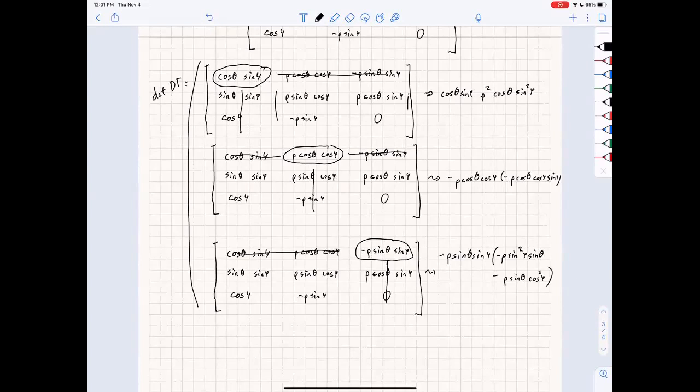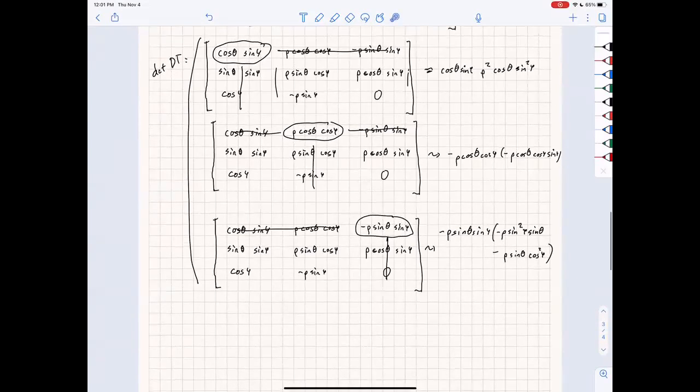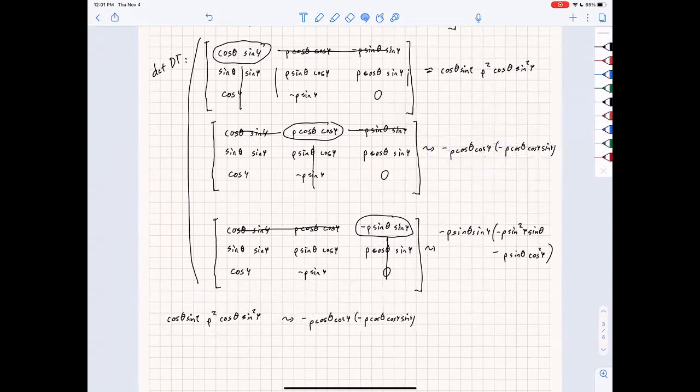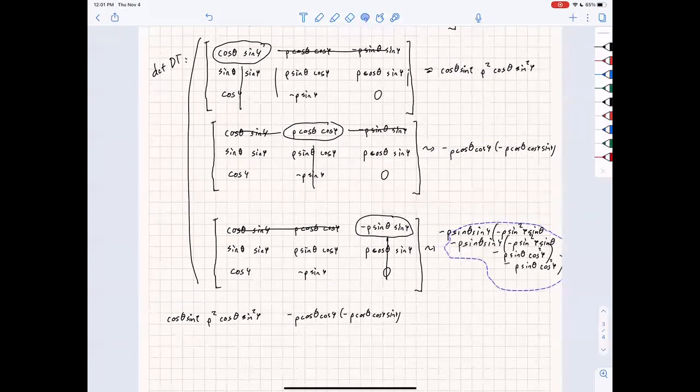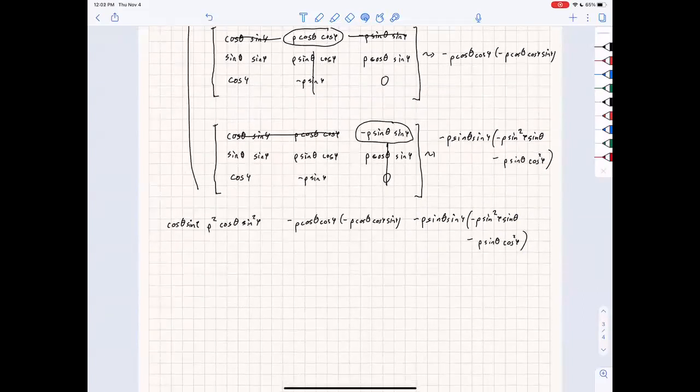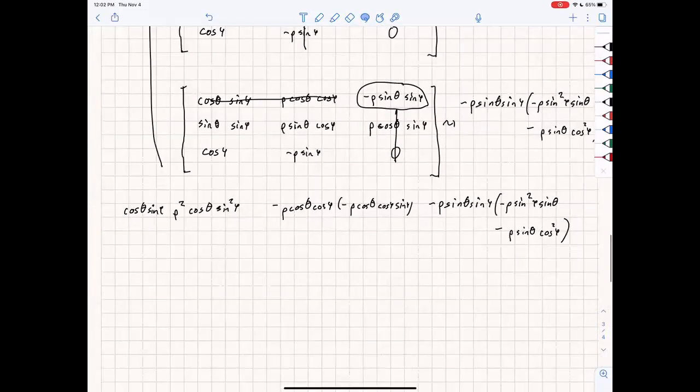Okay. Then I'm going to add these up. So this is my first term. This is my second term. And this is my third term. All right, let's see what we got here. We got a minus and a minus. That's plus. I've got another minus and a minus, so I've got a plus. And now I can look inside this last parentheses here, and I see a cosine squared plus sine squared times rho sine theta. So that's just 1.